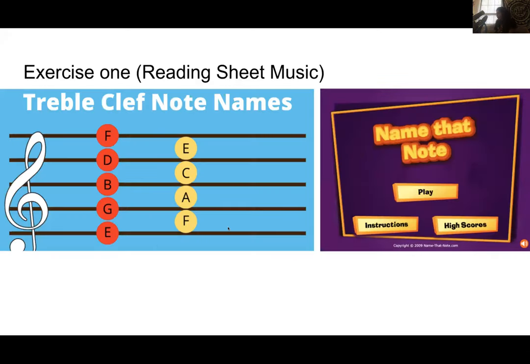Now, let's talk about how to read sheet music. Because a lot of y'all are on the side of the spectrum of, hey, I'm barely starting, or hey, I have been playing, but I like tabs a lot better, and I don't feel super comfortable looking at sheet music just by itself.